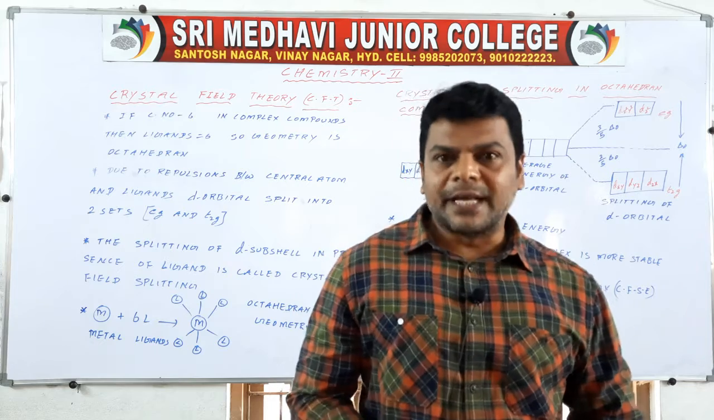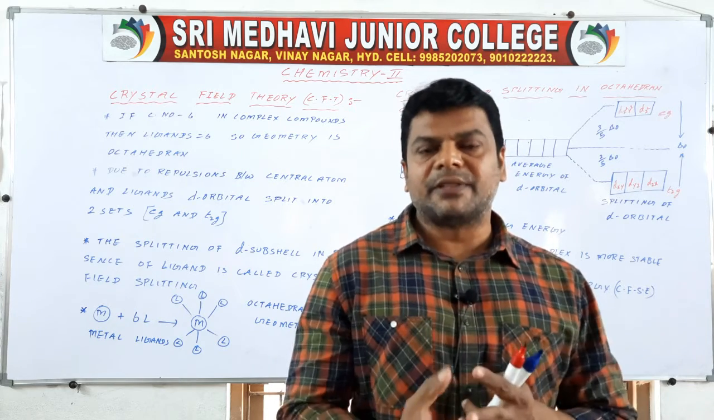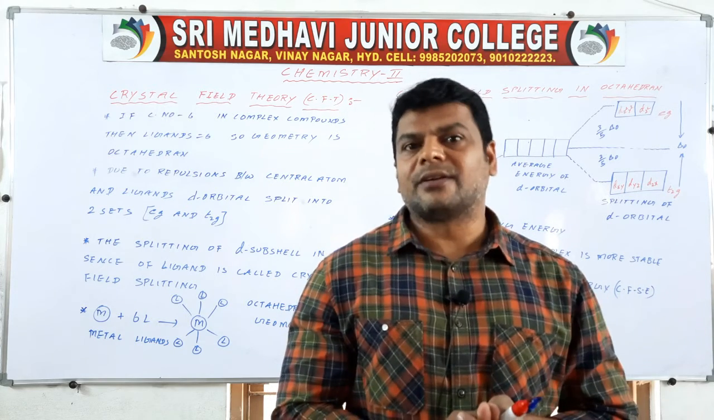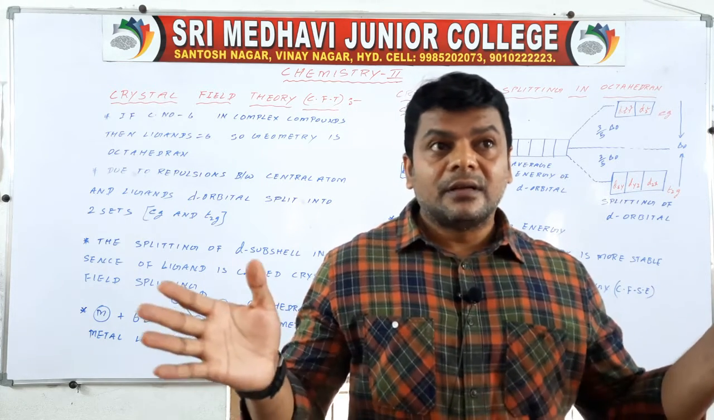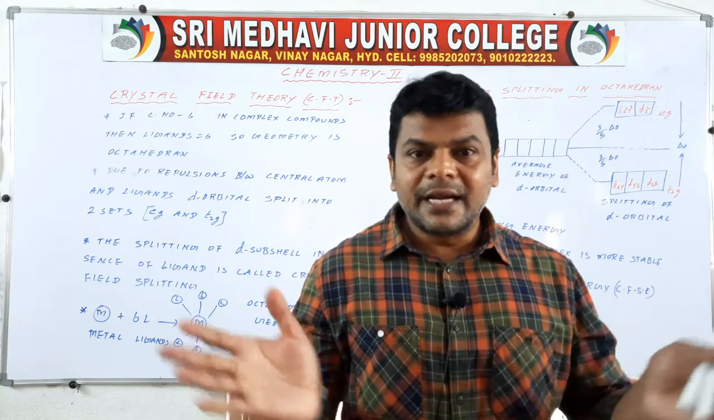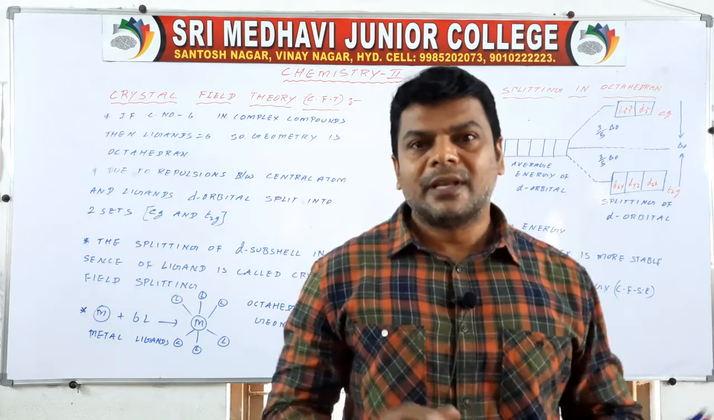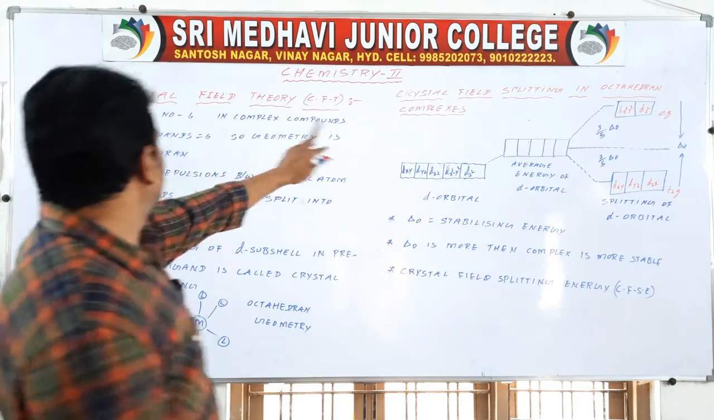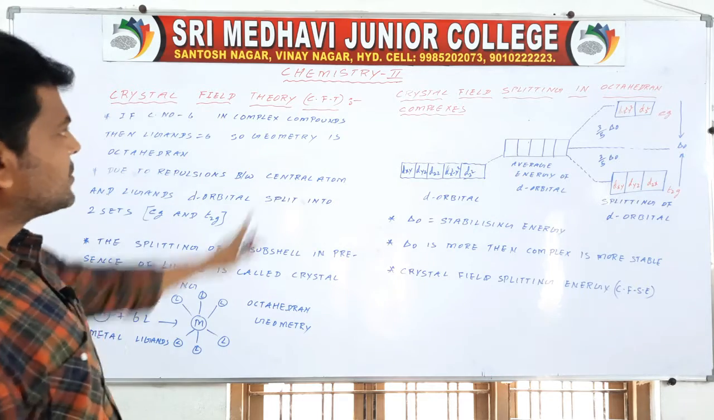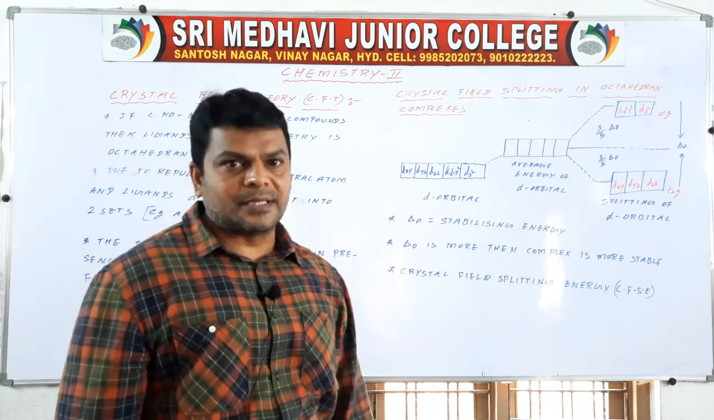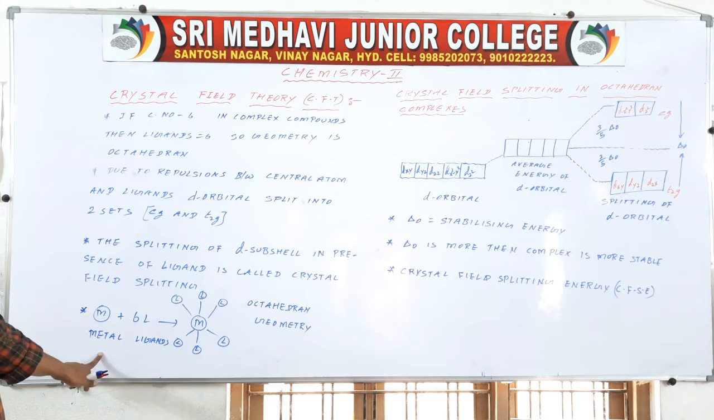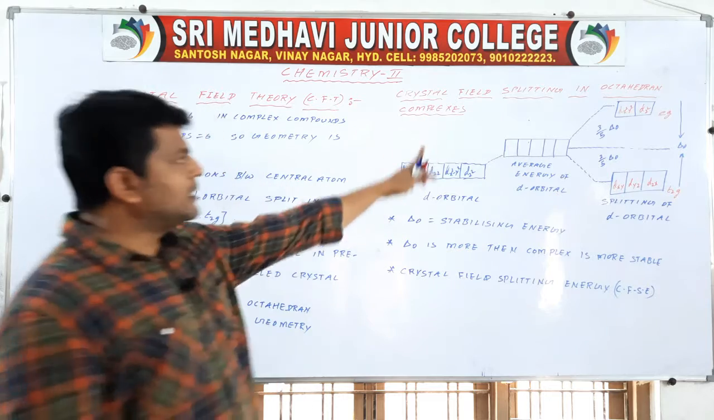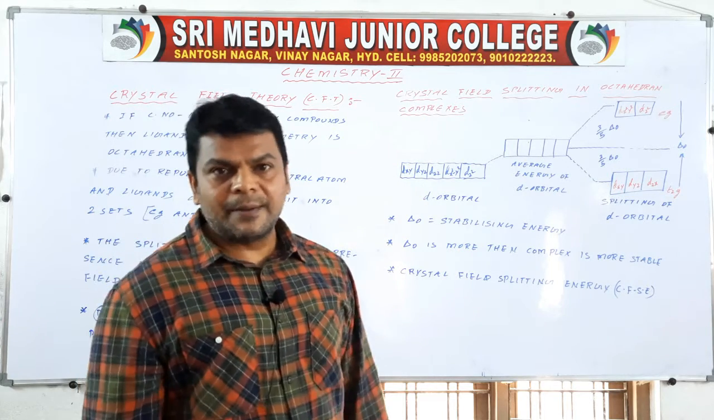Splitting takes place due to the presence of ligands, due to repulsions between the electrons of the ligands and the central metal atom's electrons. If the ligand is strong, then crystal field splitting is more. If the ligand is weak, then crystal field splitting is weak. This is crystal field theory, in octahedral complexes, where six ligands are in octahedron geometry.